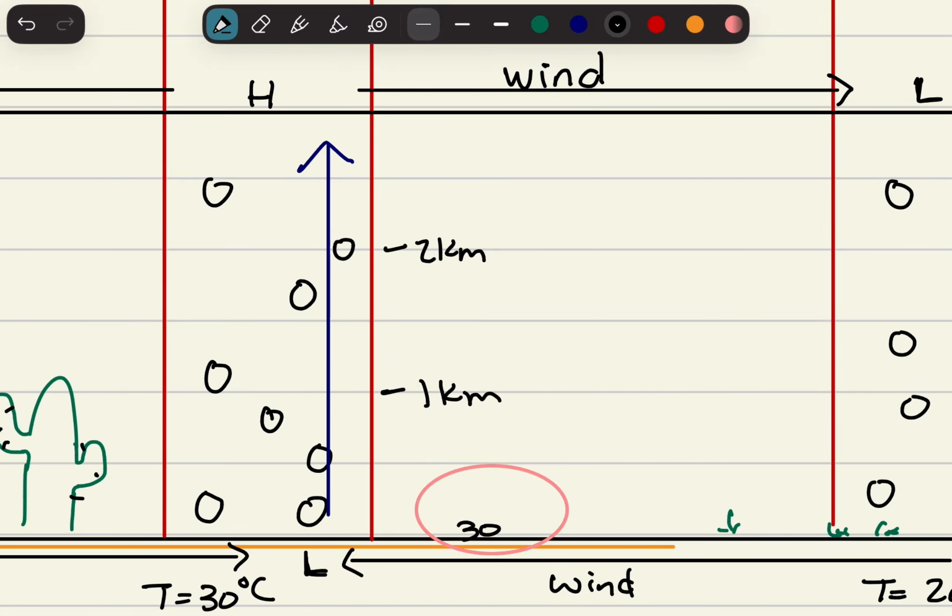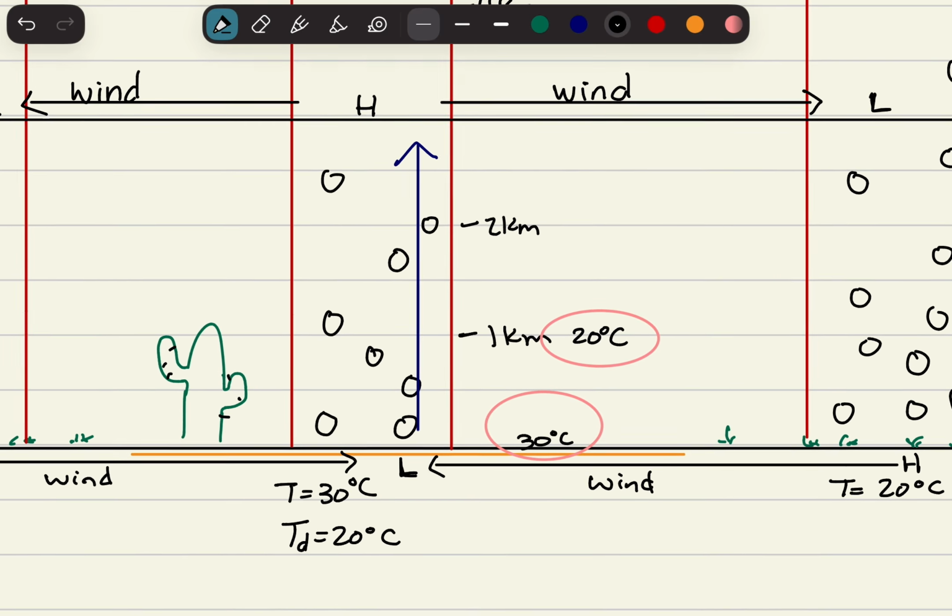Since it is not saturated, which lapse rate are we going to use? The dry or the wet? We're going to use the dry. So if you don't remember, the dry adiabatic lapse rate was 10 degrees Celsius per kilometer. We've gone up 1 kilometer, so we're going to go down 10 degrees Celsius. So 30 minus 10 is 20. So our air parcel now has a temperature of 20 degrees Celsius.